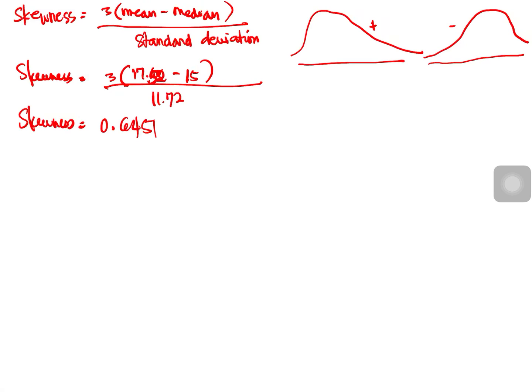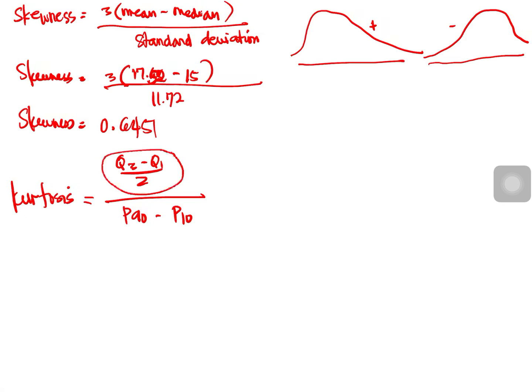Okay, another measure is the kurtosis. Kurtosis is a measure of whether the data are heavy-tailed or light-tailed relative to a normal distribution. It is computed using the formula: kurtosis is equal to Q3 minus Q1 divided by 2, divided by P90 minus P10. Remember, this is our quartile deviation and this is our interquartile range, Q3 minus Q1.